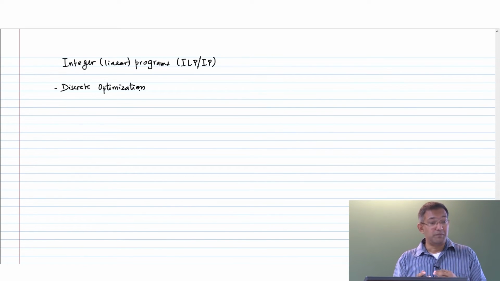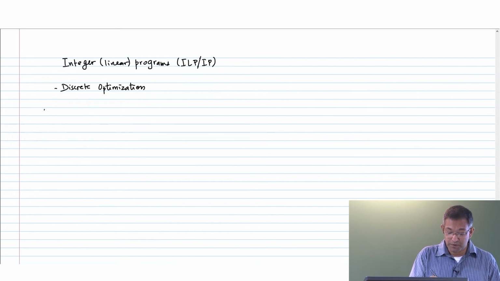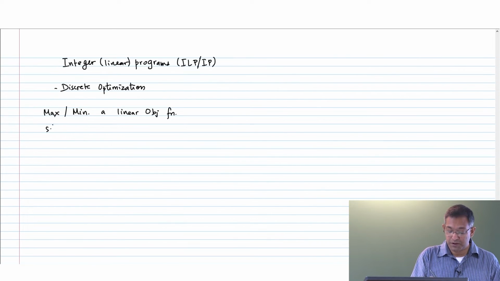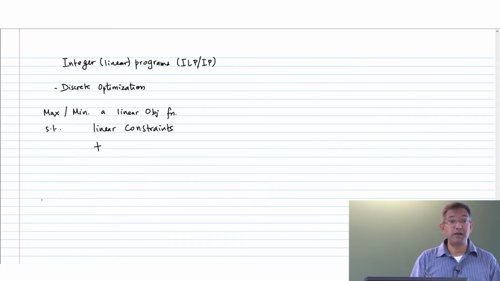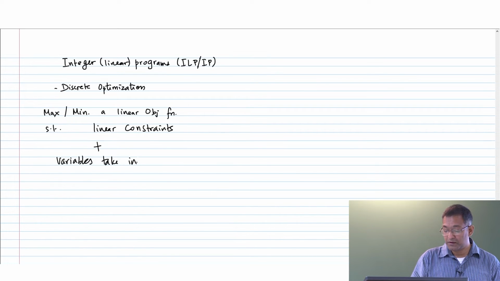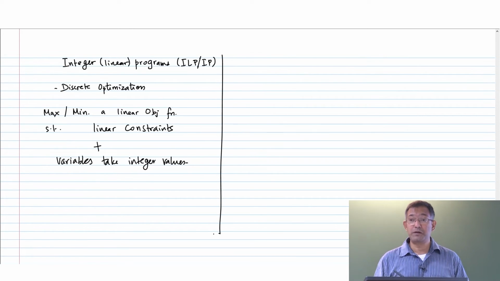So, an integer linear program is the same as a linear program. We want to maximize or minimize a linear objective function subject to linear constraints, but additionally the constraint we have is that the variables take integer values.